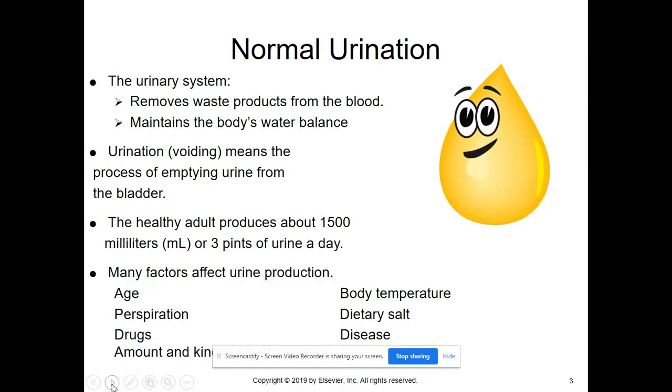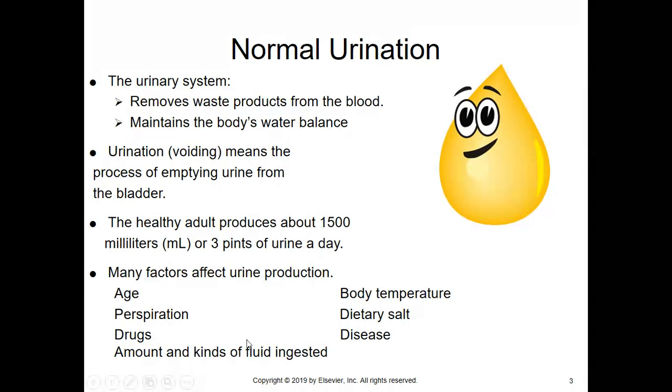The way that a person urinates can be affected by the following things: age, perspiration, drugs. So let me move this out of your way, guys. The amount and kind of fluid that they're ingesting, their body temperature, their dietary salt intake, and any diseases they may have. So, talking about that really quick, things that affect the urine production.